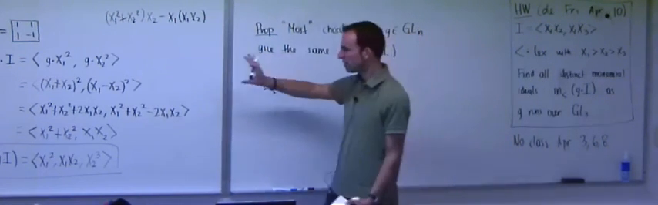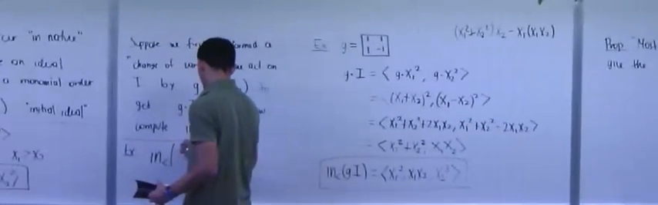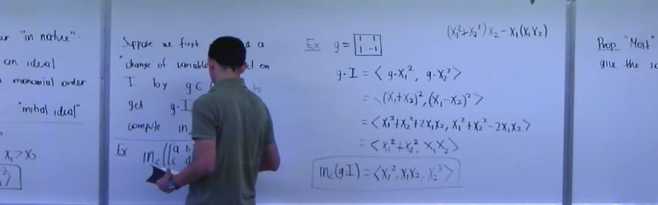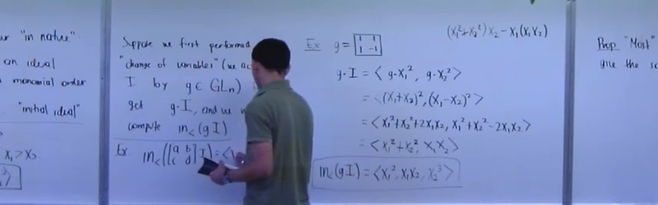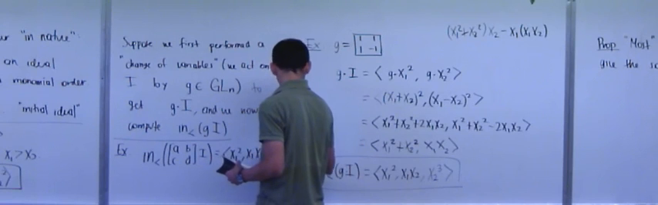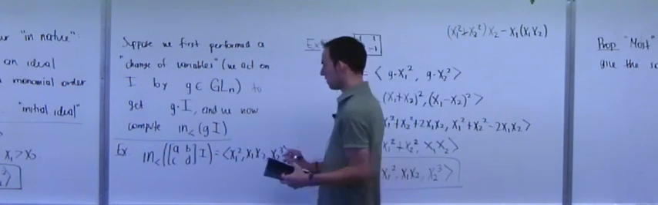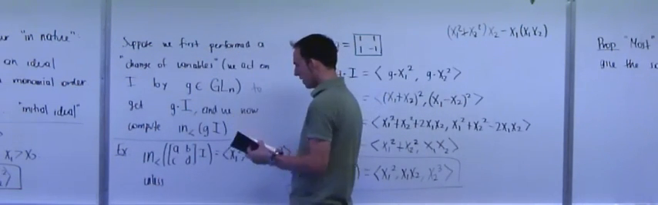What do I mean in this example? In this example, the initial ideal, if I chose the matrix A, B, C, D, then you're always going to get this answer, unless AC is equal to 0.